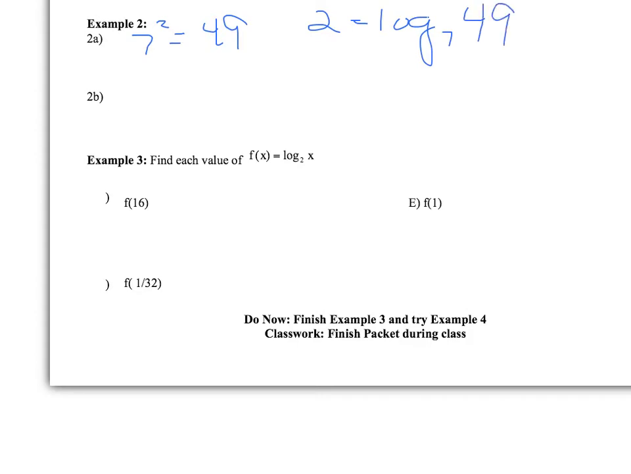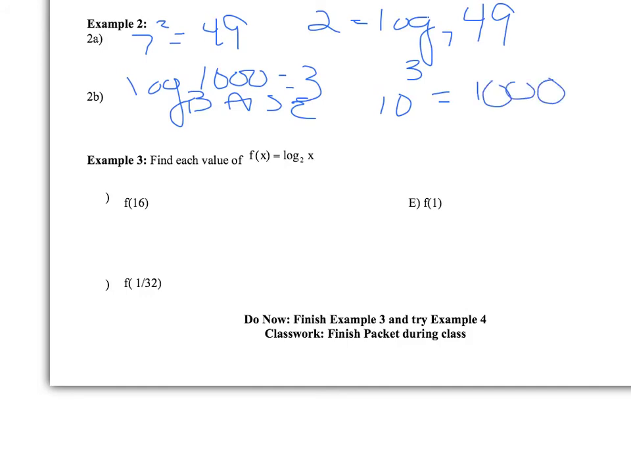For 2b, it's asking us to go the other way. We have log 1000 equals 3. If I write it in exponential form, it becomes 10. Remember, use base. The base is a 10. The exponent is a 3. S means stay the same. A means keep an equal sign. So equals 1000. And that's all I want to do for example 2.